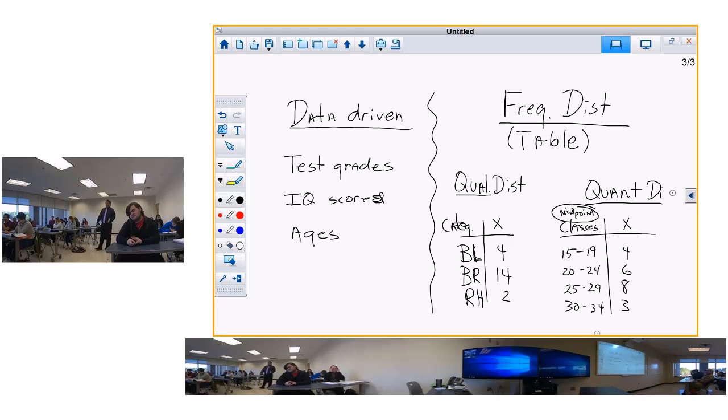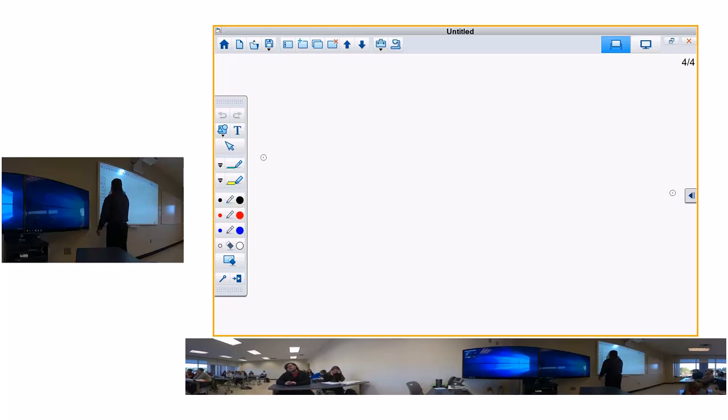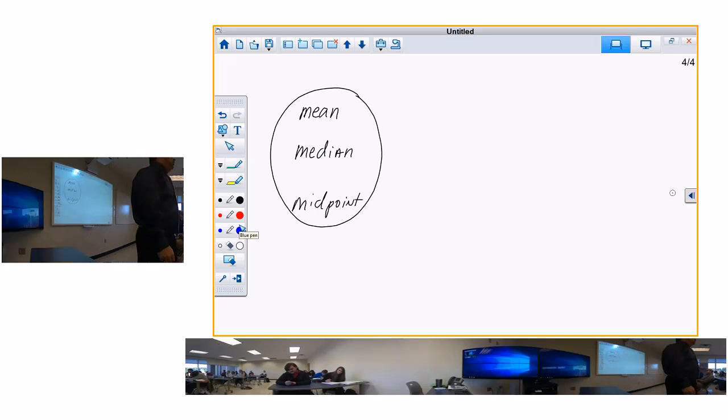Now, what do we do with the mean and the standard deviation? Well, that's when it gets into your calculations. Mean, median, and midpoint are all three numbers that are very important, that tell you about your information.